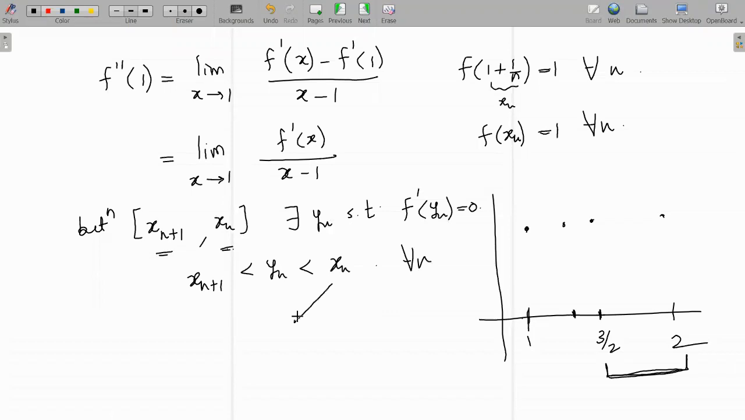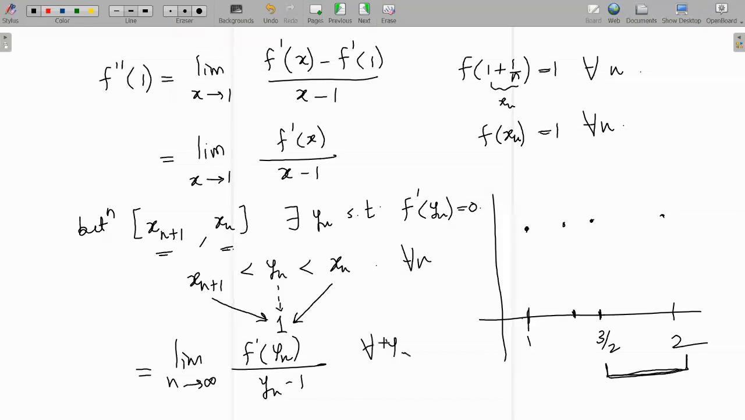Now xn is converging to 1. Xn plus 1 is also converging to 1. So yn has no choice, it has to go to 1. Right? And f dash yn is 0. Now we have enough information. So I can replace this as limit n tend to infinity f dash yn upon yn minus 1. Because yn is a sequence. This is true for every yn converging to 1. Okay.